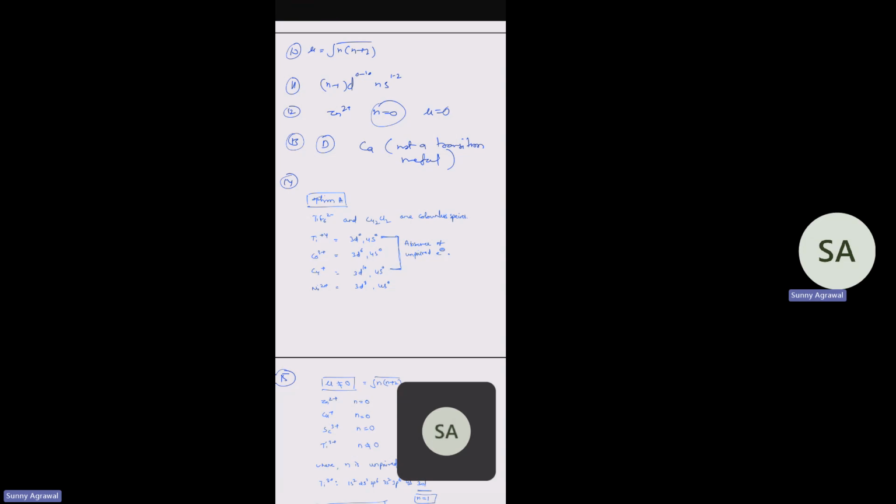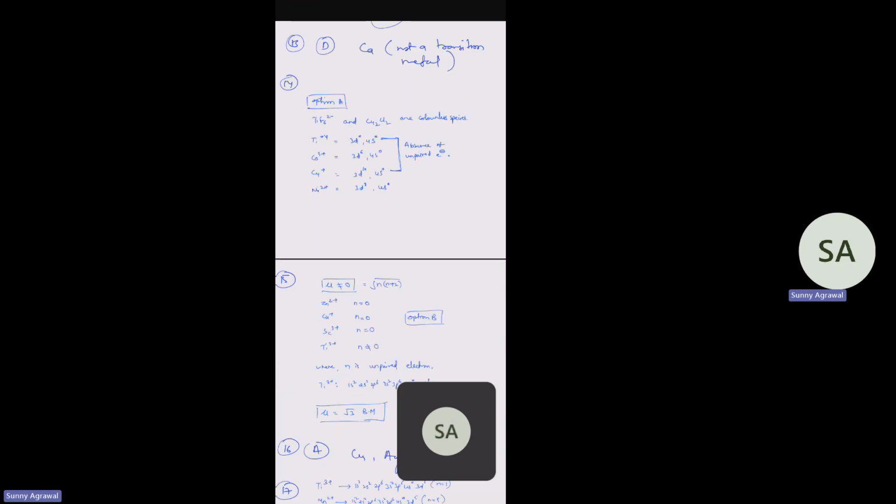Question number 14. Among the following, the colorless species are. So you have to check which has 0 unpaired electrons. So Ti4+ and Cu+ have zero unpaired electrons. Their compounds will be colorless.